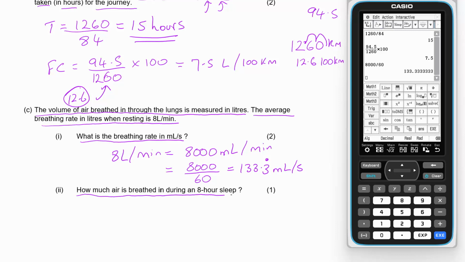How much air is breathed in during an 8-hour sleep? So we're going to presume this rate since we're resting. So 8 liters in a minute, multiply that by 60, and you get the amount in an hour, and then multiply that by 8 again because of the 8 hours sleep. So the first 8 times 60 gives you the amount in an hour, and then times that by 8 because there's 8 hours, and that's 3,840 liters.